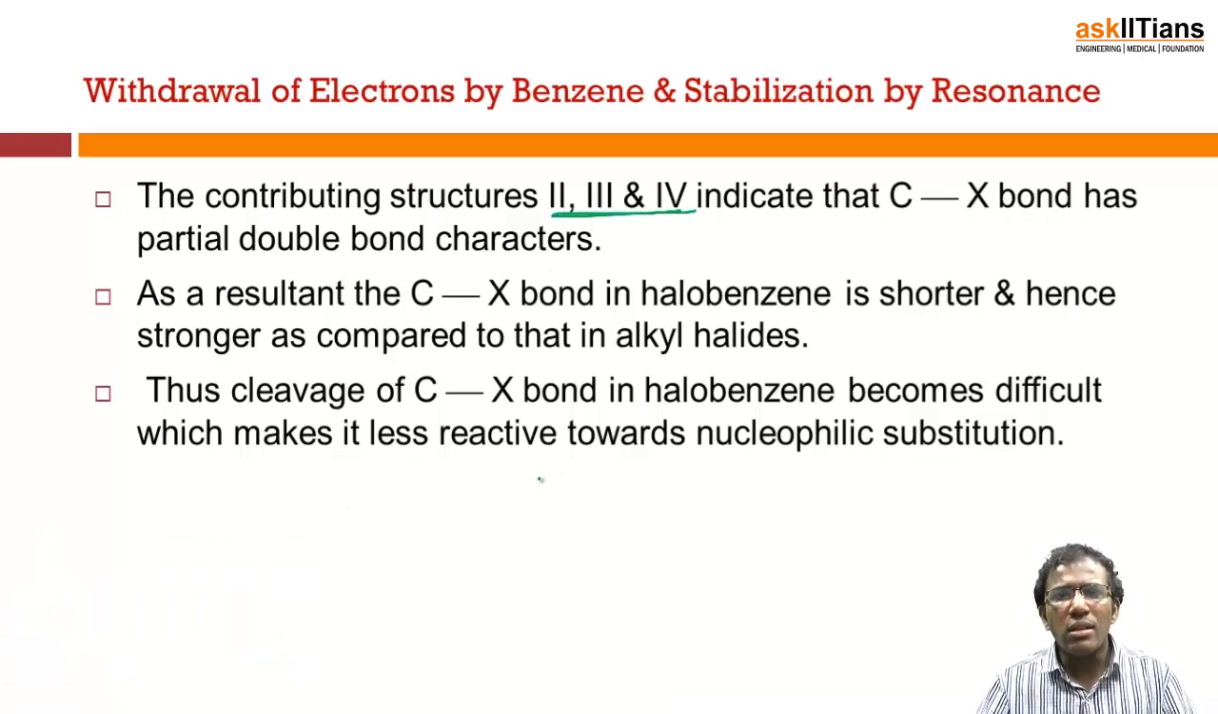As a result, the C-X bond in halobenzene is shorter and hence stronger as compared to that in alkyl halides. So there is a difference in the C-X bond length and bond energies of alkyl and aryl halides. This is one of the primary reasons why they are not so reactive: you cannot break this bond easily because of the partial double bond character.